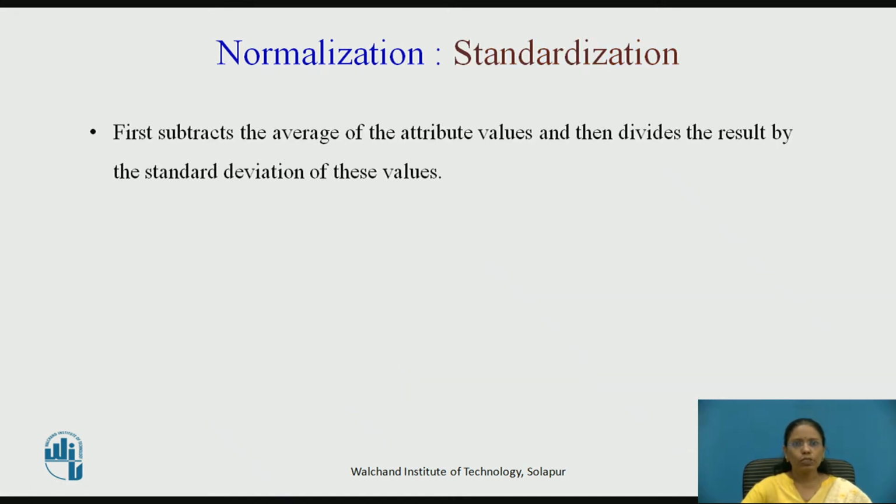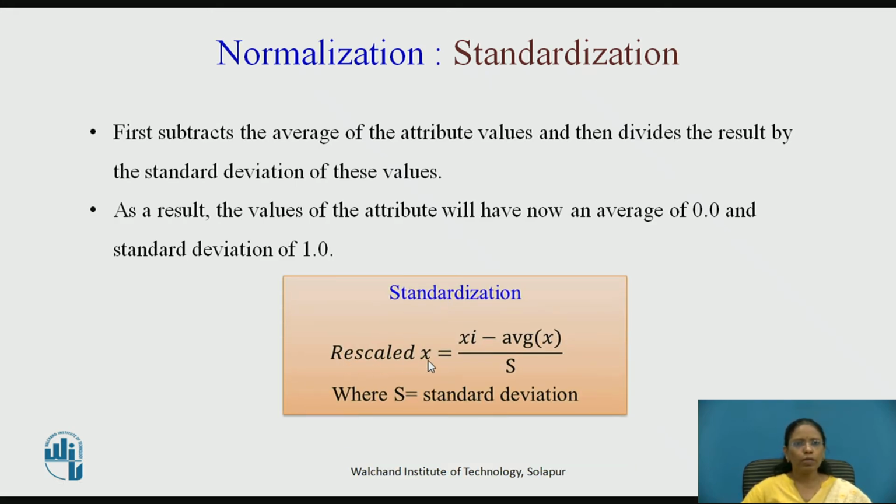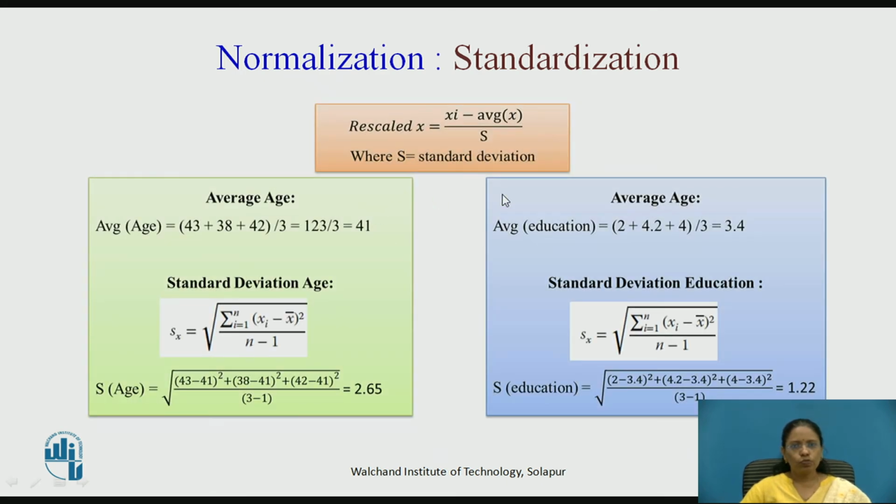Normalization by standardization is another method where we first subtract the average of the attribute values and then divide the result by the standard deviation of these values. The standardization formula is rescaled x equals xi minus the average of x, divided by s, where s is the standard deviation. So this formula we are going to use for standardization. First of all, for this we need the average as well as the standard deviation.